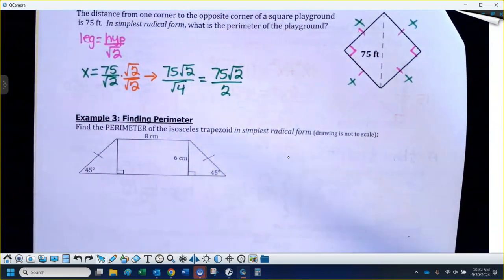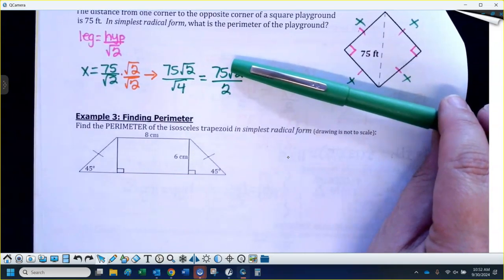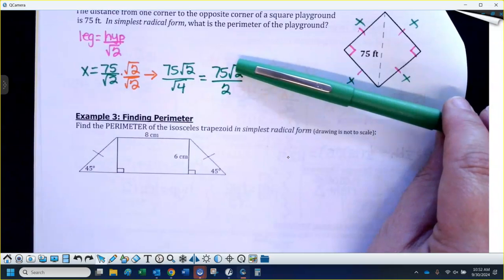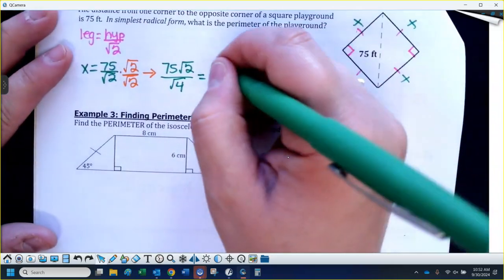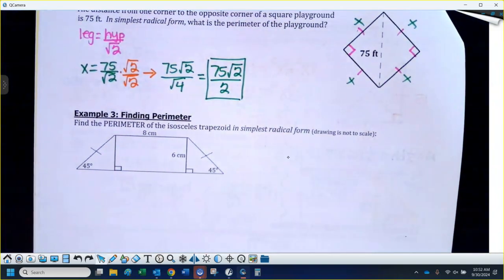So, different from the question on the front, we had one that was like 6 roots of 2 over 2. You can't divide 75 by 2, right? It's not a nice number. It's not an even number. So this is my leg.